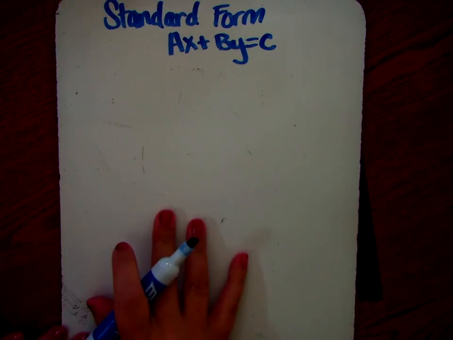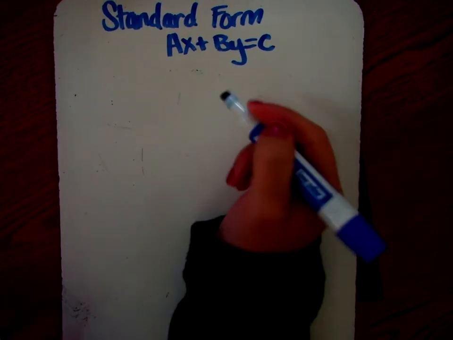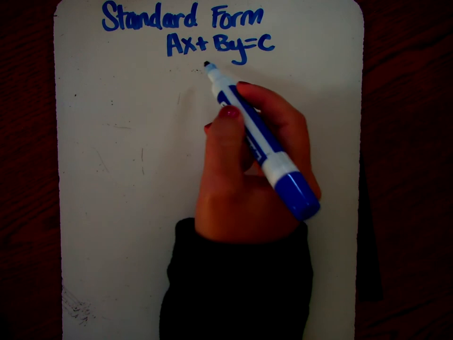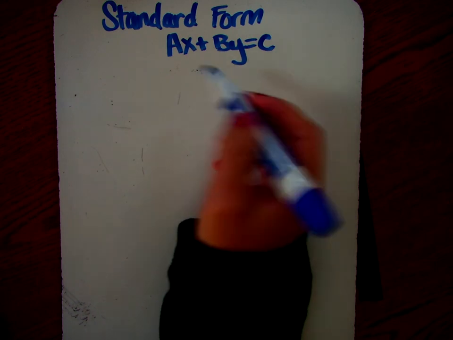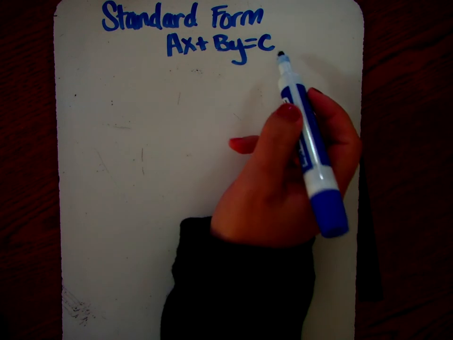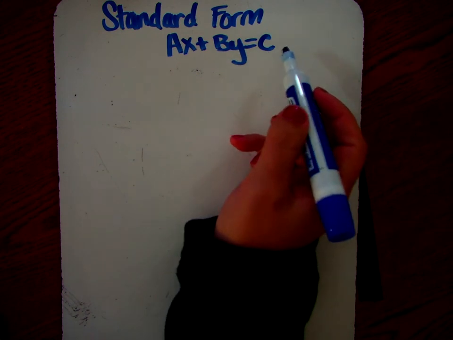Hey guys, today we're going to talk about standard form. And standard form is ax plus by equals c. So the x and the y are together on one side and the x comes first. And the c, which represents your constant, is on the other side of the equal sign all alone.